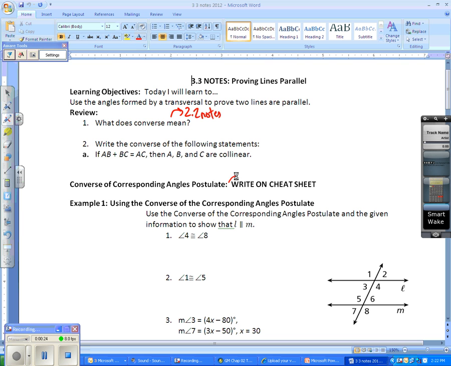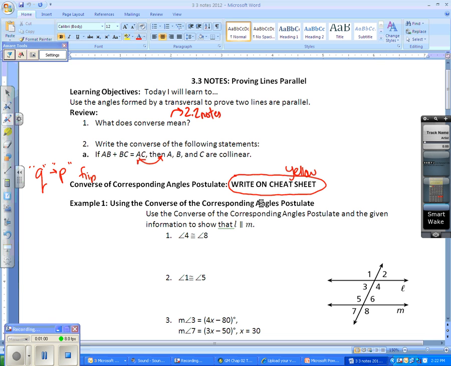So let's see, on your cheat sheet, we're going to write some things down on that yellow cheat sheet. So if you don't have it with you tonight, definitely write it down tomorrow. I want you to write down what the converse of corresponding angles postulate is. The converse, again, means you're going to flip the conditional statement. So if I was going to rewrite this one, you would do your conclusion or your Q first, and then you would do your hypothesis, your P. So you're flipping. So if A, B, and C are collinear, then AB plus BC is going to equal AC.